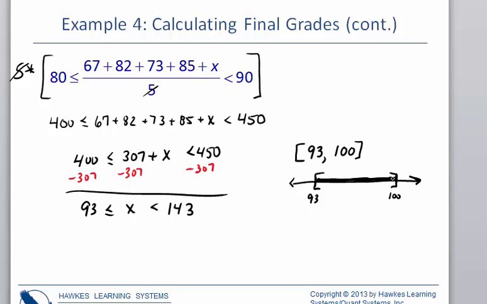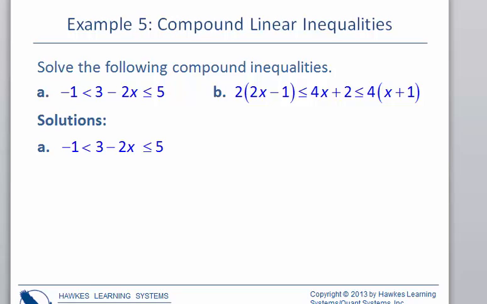And again, we have to reduce this 143 to 100 because we are told that the test scores cannot exceed 100 points. And so this inequality is called a combined inequality because it has three parts. And so let's look at a couple of other examples on these combined inequalities.